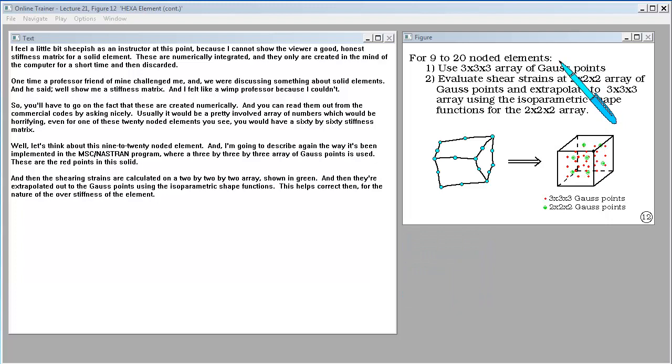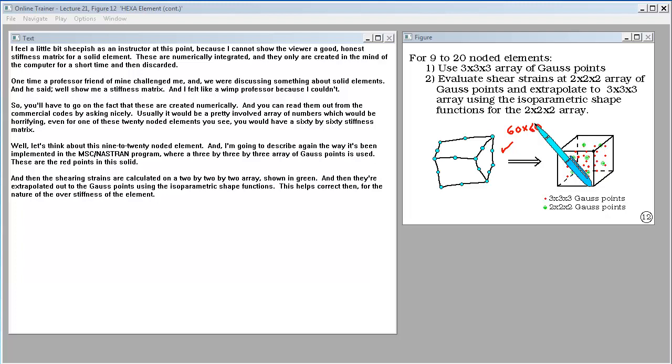So you'll have to go on the fact that these are created numerically, and you can read them out from the commercial codes by asking nicely. Usually it would be a pretty involved array of numbers, which would be horrifying. Even for one of these 20 noded elements, you see, you would have a 60 by 60 stiffness matrix.